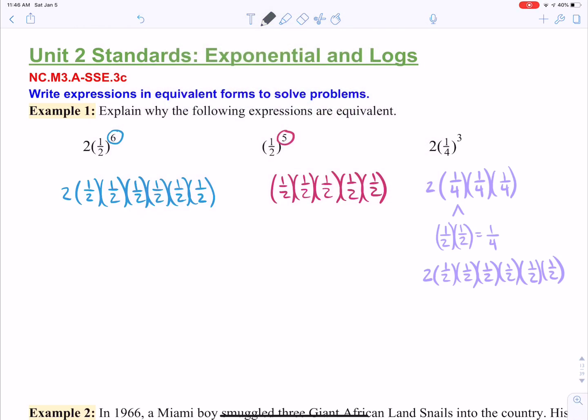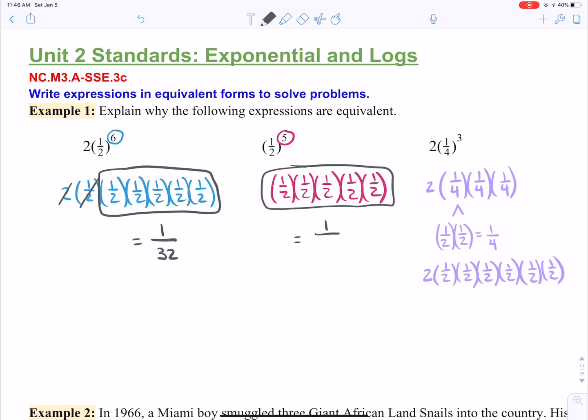If I go back and take a look at the first one, I have 2 times, and then there are 6 1/2s. 2 times 1/2 is just equal to 1. And then 1 times all of these 5 1/2s would not change anything. If I multiply all the 1's together in the numerator, I just get 1, and all the 2's together in the denominator, I would get 32. In the second part, I have 1/2 to the 5th power, so it's already ready to multiply. I multiply all the 1's in the numerator, I get 1, and 2 to the 5th power, or 2 times itself 5 times, would give me 32.